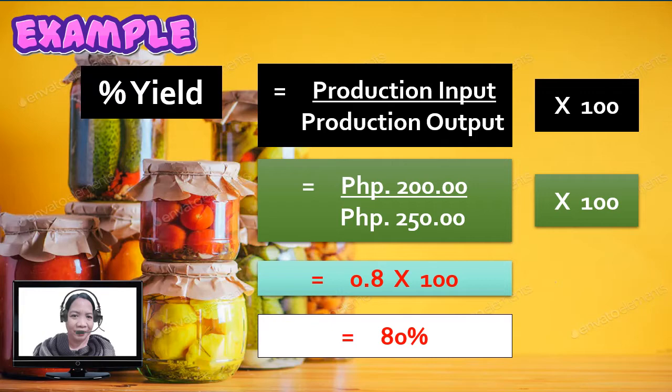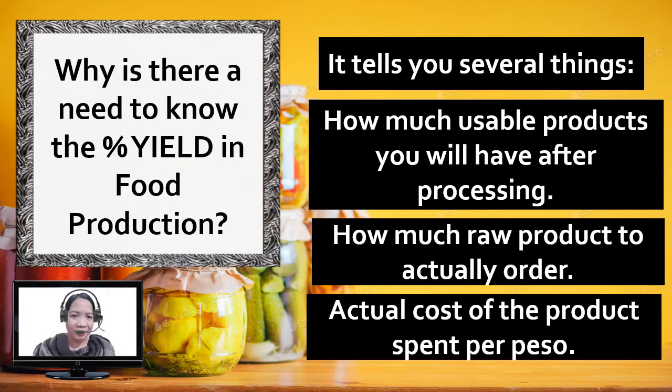So our production input is 200 divided by production output, which is 250 times 100 is 0.8 times 100 is equivalent to 80%. So our percentage yield is 80% in this given example. Why is there a need to know the percentage yield in food production? It tells you several things. The first one is how much usable products you will have after processing, how much raw product to actually order, and actual cost of the raw product spent per peso.